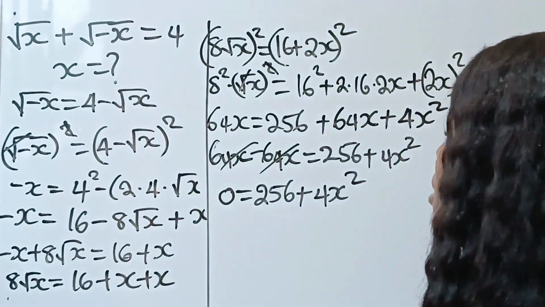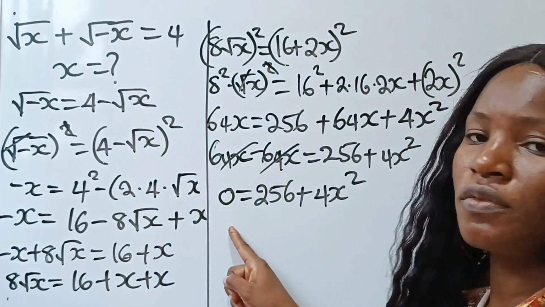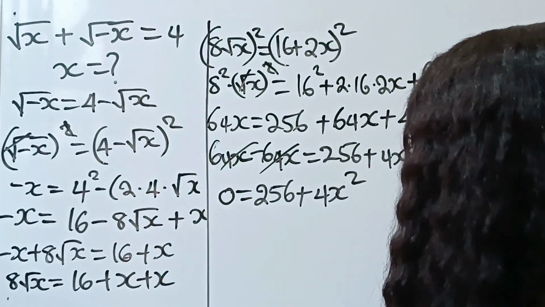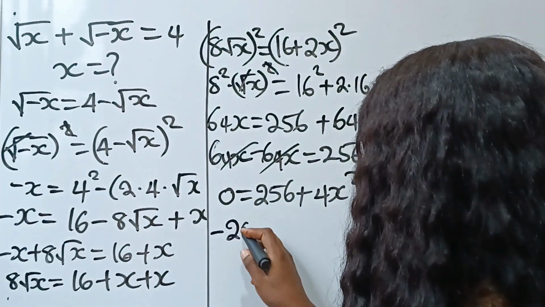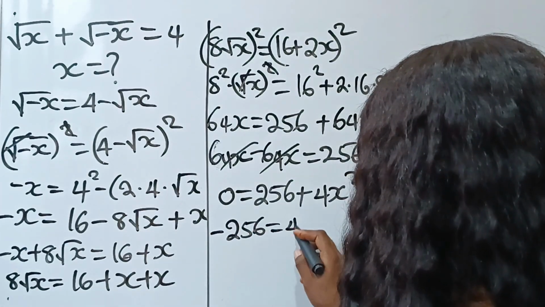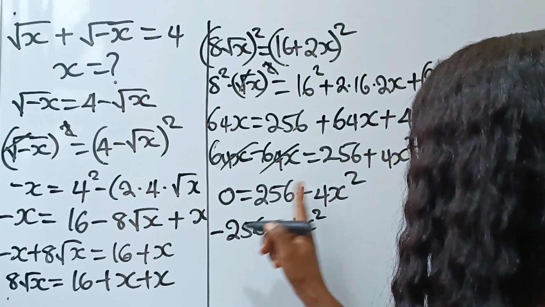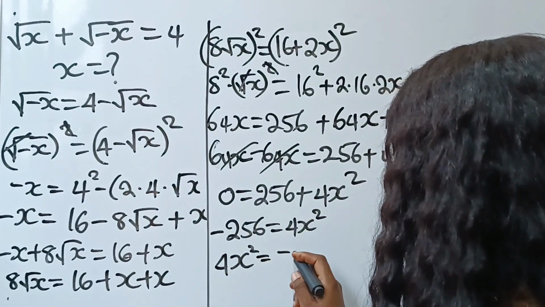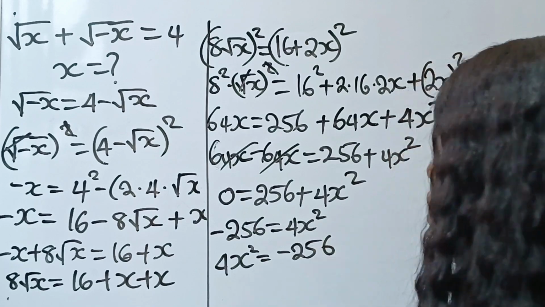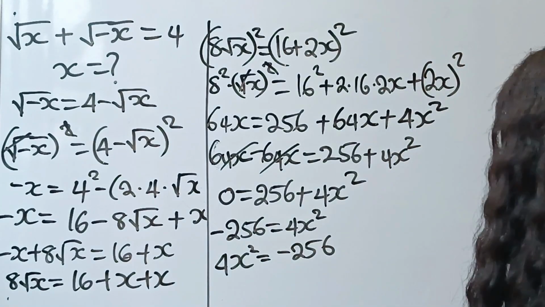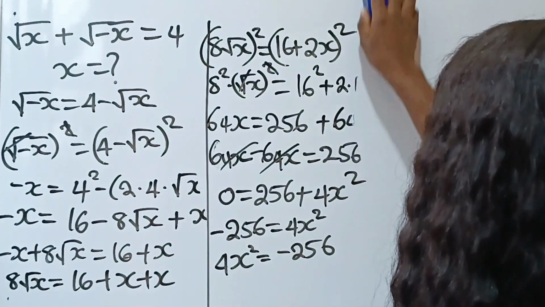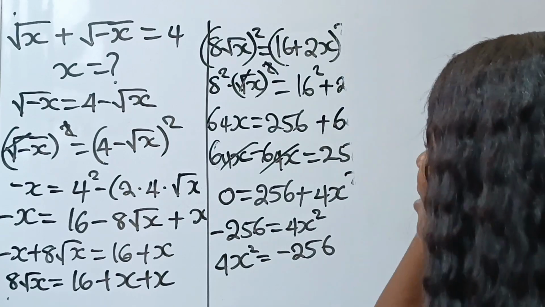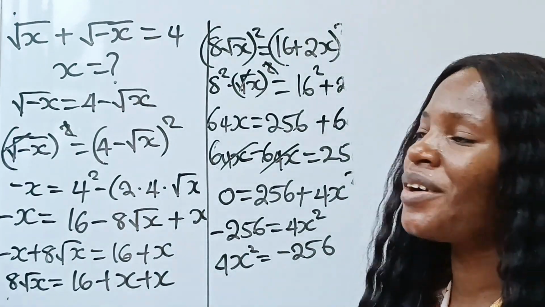Now I'm going to transfer this to this side of the equation. If I do that, I will have minus 256 is equal to 4x squared, or let me write this first. 4x squared is equal to minus 256.